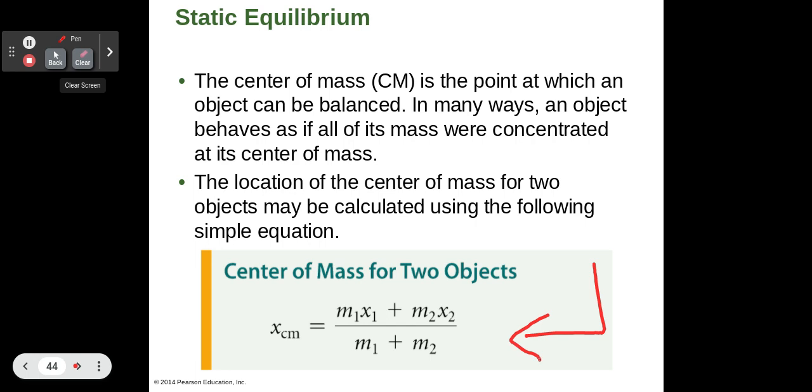So the center of mass of an object can be calculated by taking the first mass times the distance from the axis of rotation, plus the second mass times the distance from the axis of rotation, divided by the total masses.